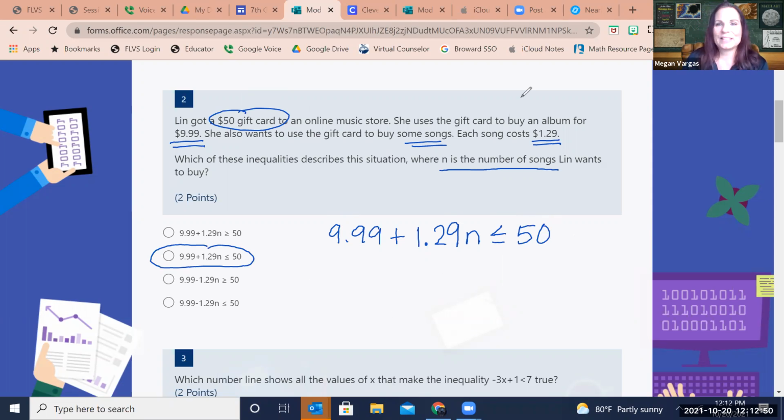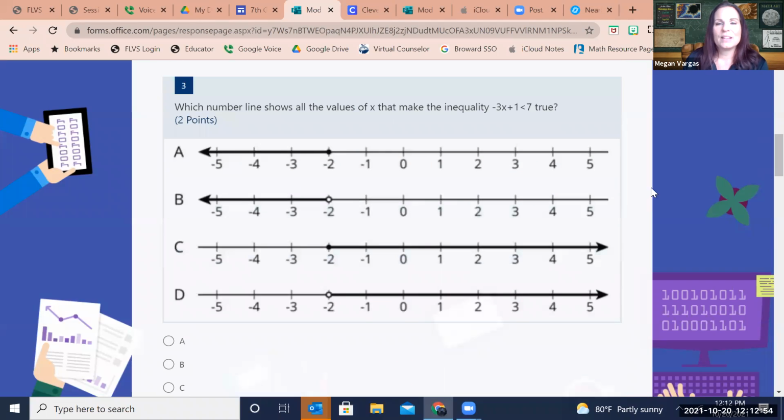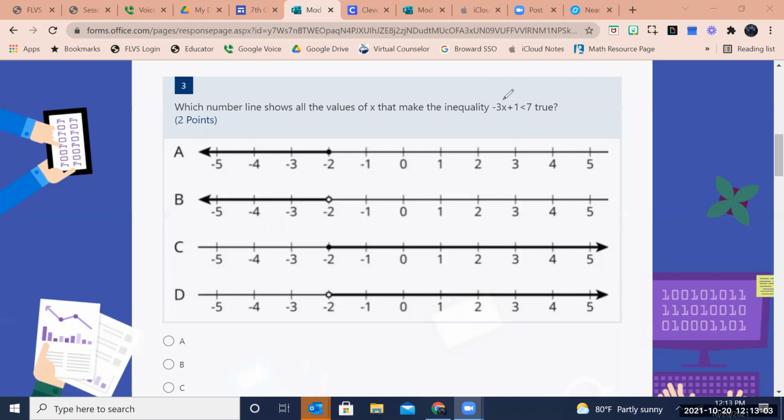All right, let's look at the next question. So we've got graphs, but we have to solve the inequality. Wait, hold on. What was the second one? Because it glitched out for me.